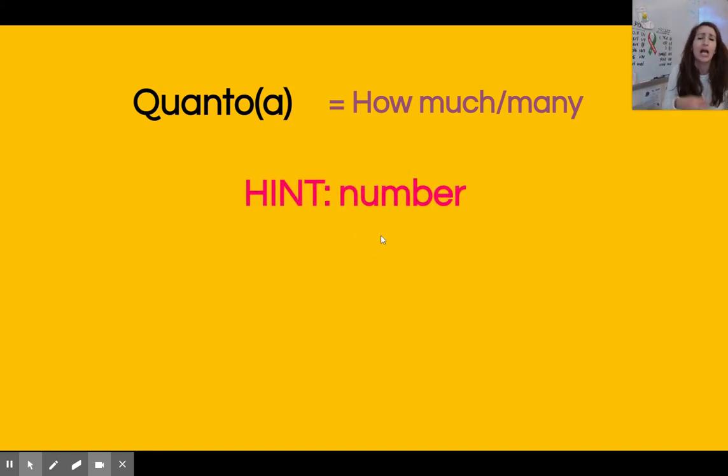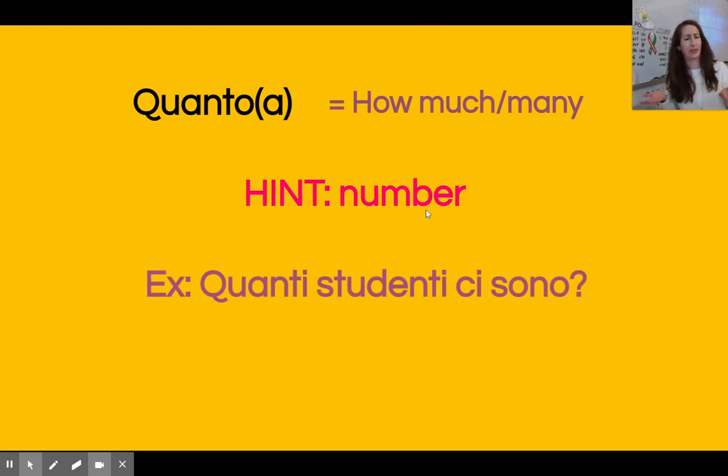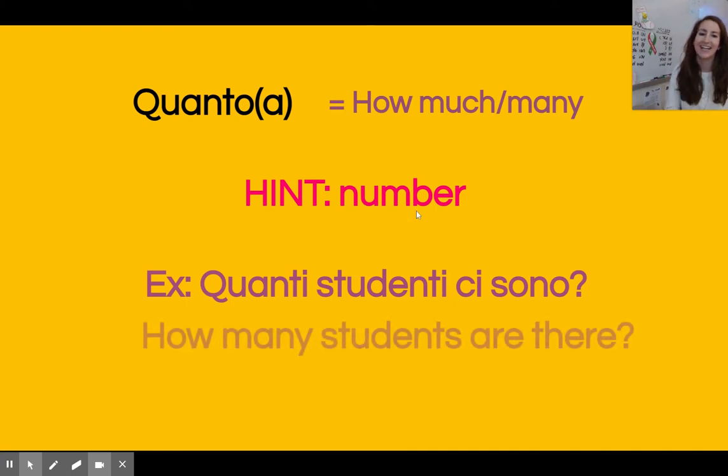So for example, how much is this? We're looking for some sort of number, right? How many students are in our class? Again, looking for a numero. The example question here in Italiano, quanti studenti ci sono? Which means in inglese, how many students are there? Again, take a secondo, put me on pause, and write this down.